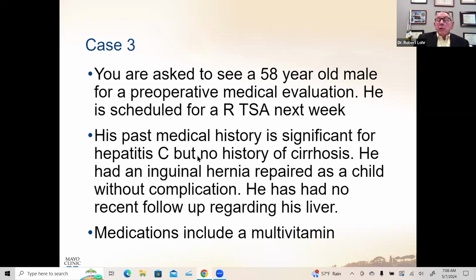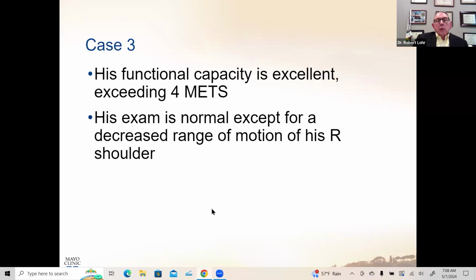His past medical history is significant for hepatitis C, but there is no history of cirrhosis, and he has no stigmata of cirrhosis. He had an inguinal hernia repair as a child without complication, and really has had no recent follow-up for his liver, and that means not within years. Medications include a multivitamin. He has good functional capacity, and except for his shoulder, his physical exam was normal. So importantly, no jaundice, no ascites, no petechiae, nothing to suggest any decompensation of his liver.